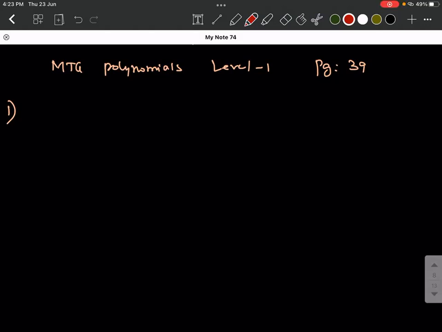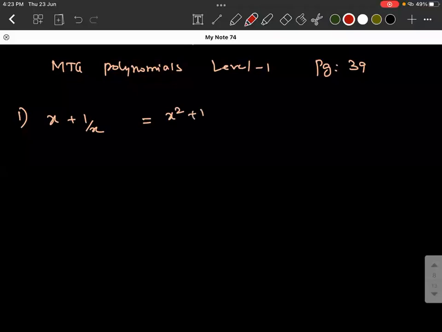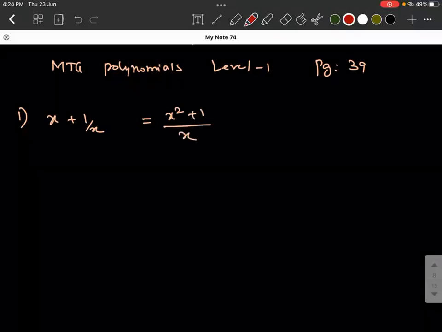Option C. Because you have 1 by x. But since you know something now, what can I call that as? You can call it a rational function because when it is x plus 1 by x, you can write it as x square plus 1 divided by x. So x square plus 1 is a polynomial, x is also a polynomial. So I can call it a rational function but not a polynomial. Okay.